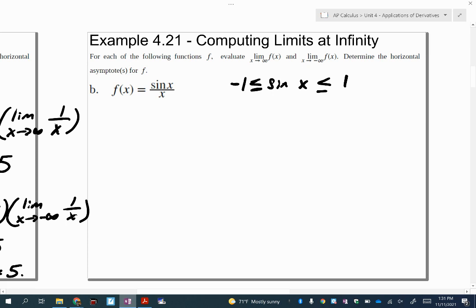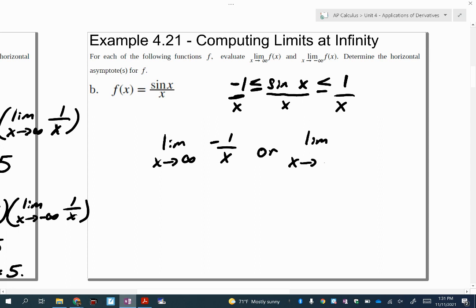Now, if I do the same idea, and say that this is sine of x over x, then I need to put these also over x. So really, if I look at the limit as x approaches infinity of -1 over x, or the limit as x approaches infinity of 1 over x, a positive one, this is very similar to what we did in the previous problem, with that x being in the denominator. 1 over, or even -1 over a really, really big number is going to be 0.